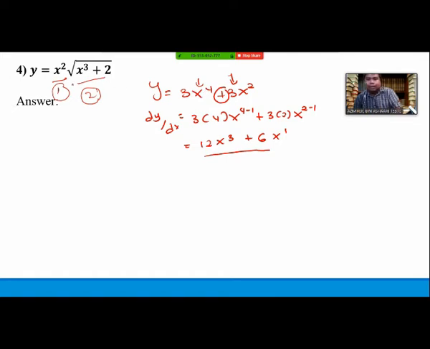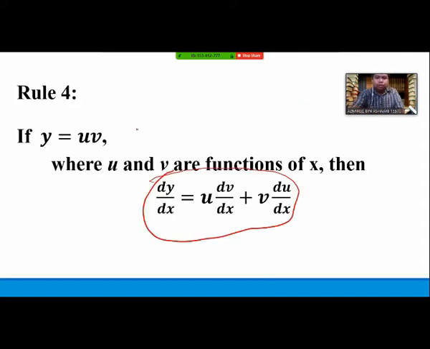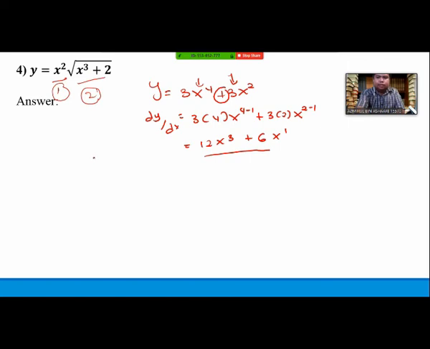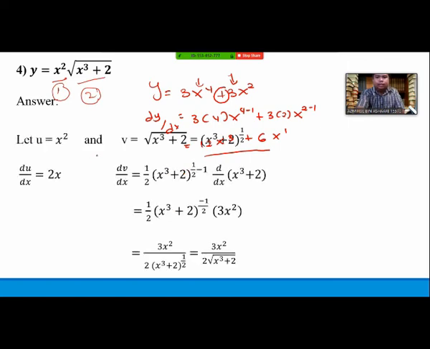But for this case, you cannot differentiate one by one. Since they are multiplication, you need to do it simultaneously. That's why you need to use this formula. Okay? And the end, which is rule number 5.